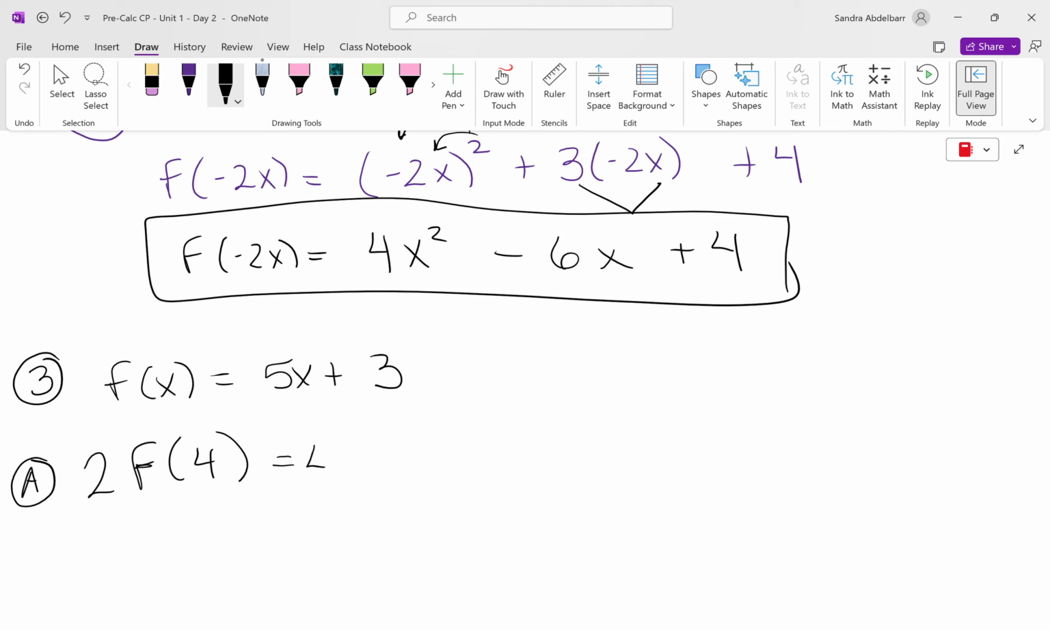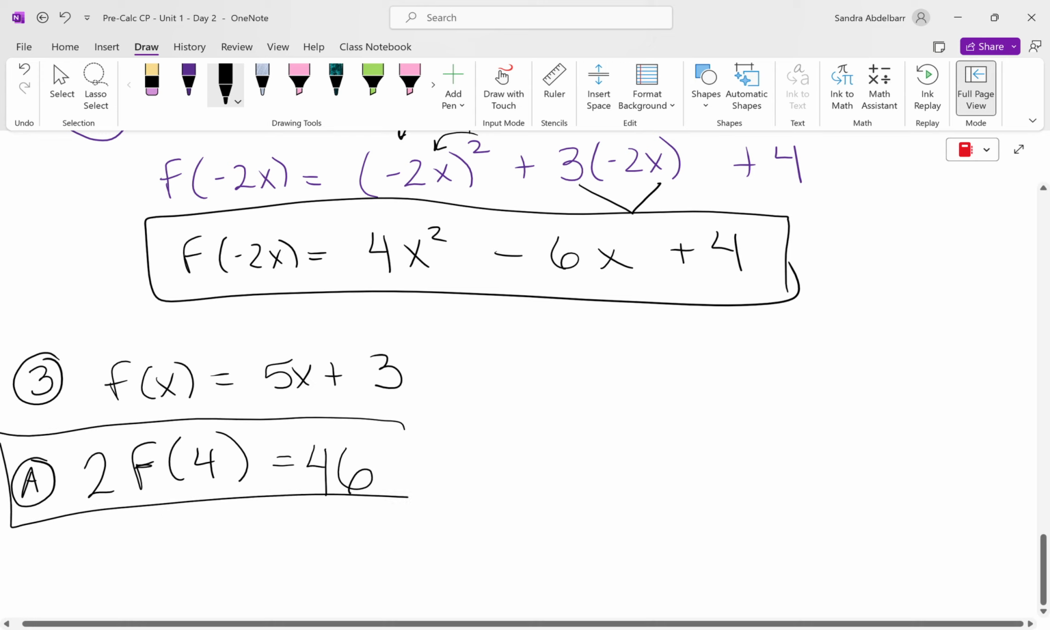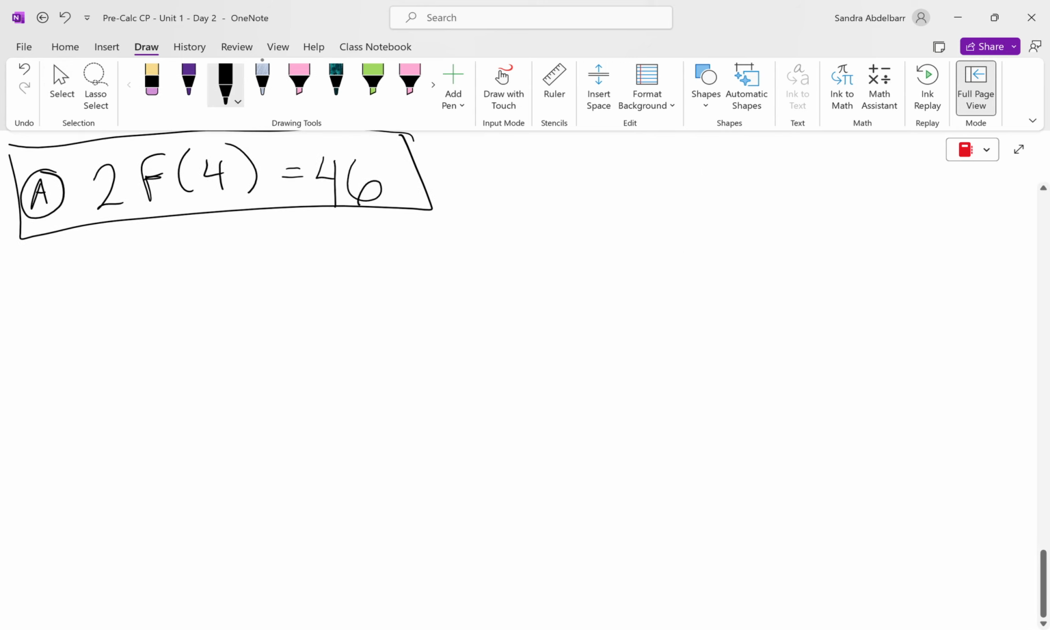Who has an answer for me? Heron. 46. I got 46 also. Does anybody need to see me do it? They all got 46? Okay, great. All right, moving on to the next phase.